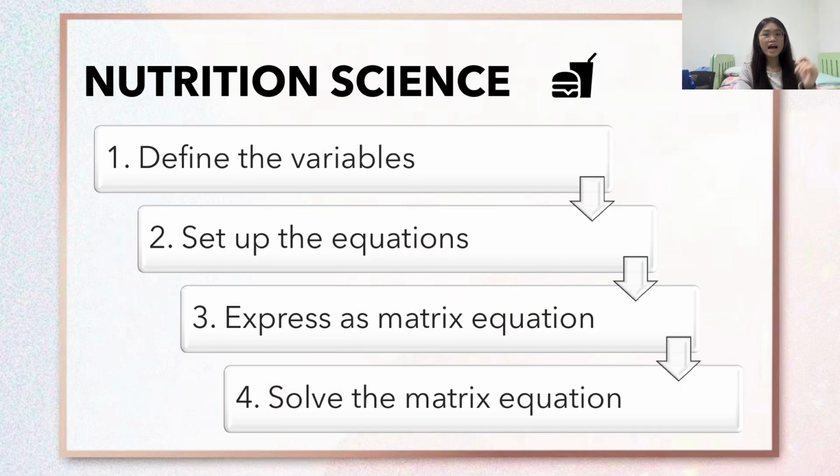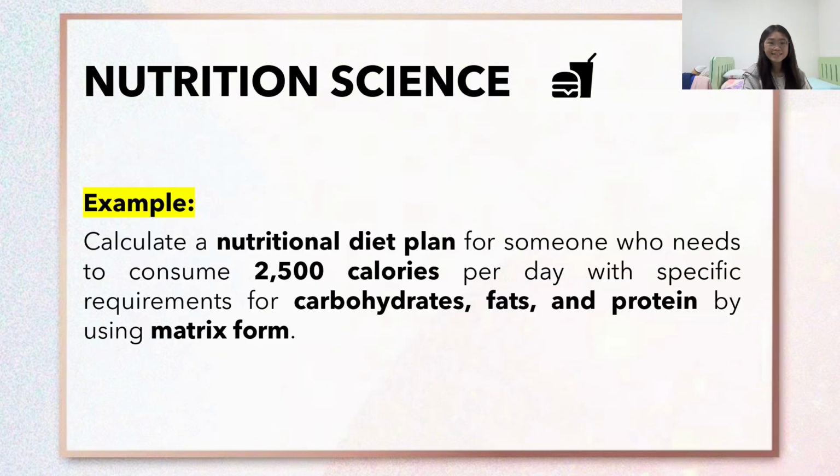This shows how linear systems apply in nutrition science. The first step is to define the variables and set up the equations with the variables. Next, we need to express the equations as a matrix equation, and finally, we need to solve the equations to get the final results. Let us look at one example of using a linear system to solve it.